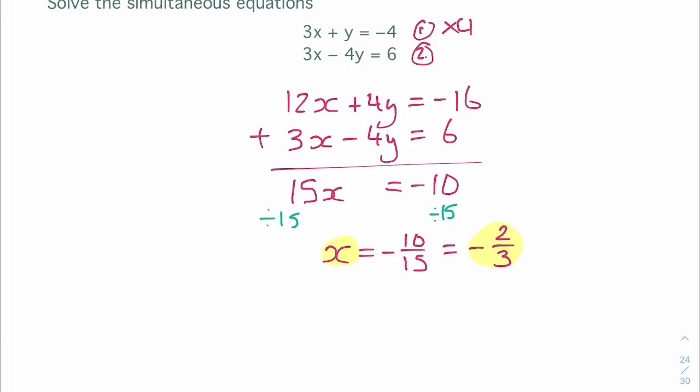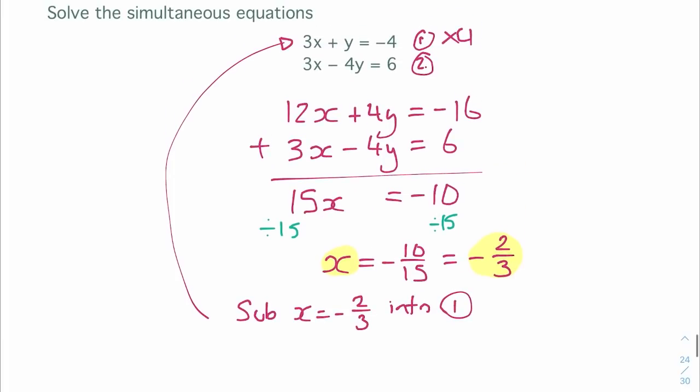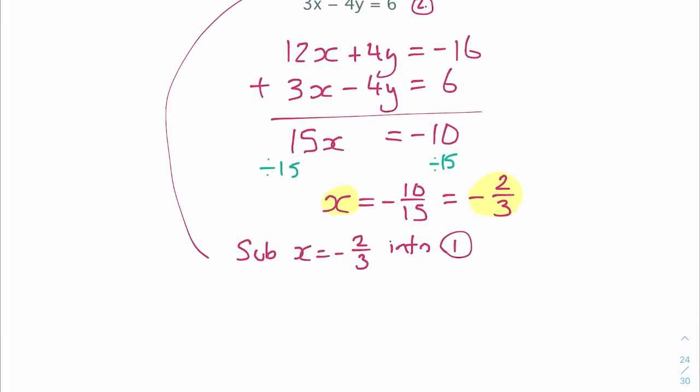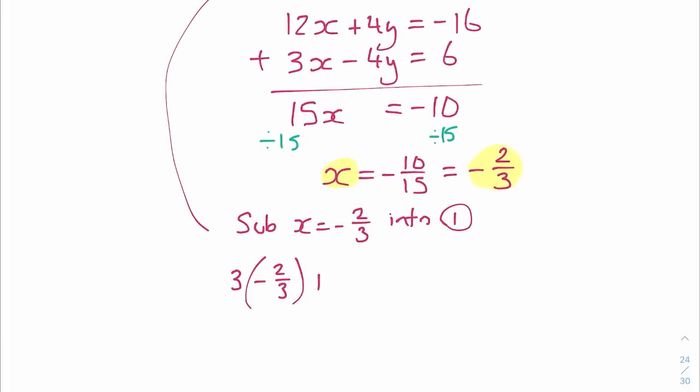Now we just need to find the value of y. So I'm going to use this first equation. I'm going to sub it into equation 1. Normally I'd just write that down. So sub x equals minus 2/3 into equation 1. You can sub it into any of those equations that we've written down. I'm going to put it into that one. So we have 3 lots of minus 2/3, and don't be put off by that, because particularly when you have a calculator, plus y, and that equals negative 4.